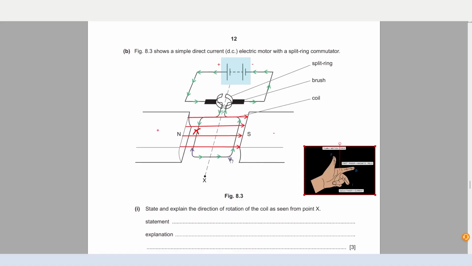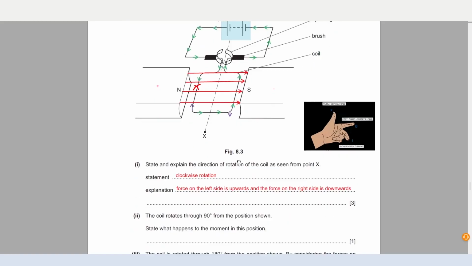So if the force is downwards on the right side and upwards on the left side, the rotation is going to be clockwise. The explanation is force on the left side is upwards and force on the right side is downwards. That's why it is clockwise movement.